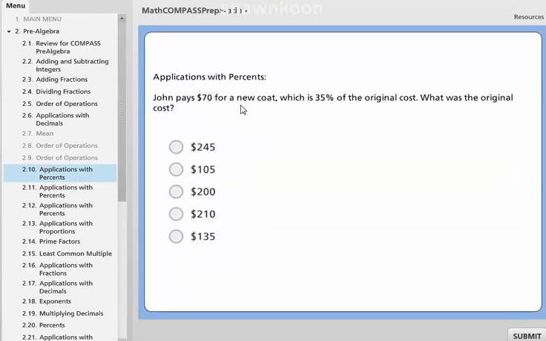Perfect. Okay, so now let's look at this one. 2.10. John pays $70 for a new coat, which is 35% of the original cost. What is the original cost? Okay, perfect.